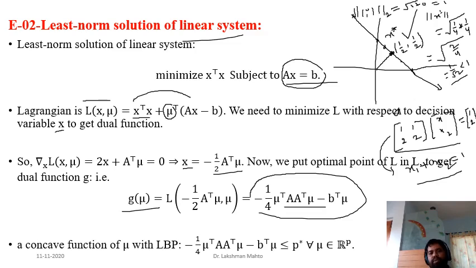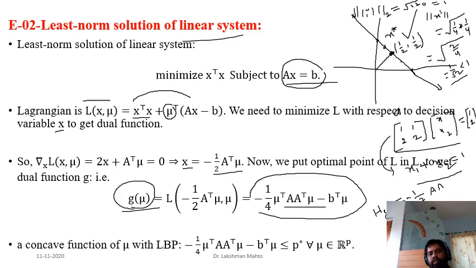Here the coefficient matrix is A times A transpose, a very nice matrix, and it is also positive semi definite, which you can easily check. What kind of function is this dual function g? Just find the Hessian of g with respect to mu. It would be negative half of A into A transpose.